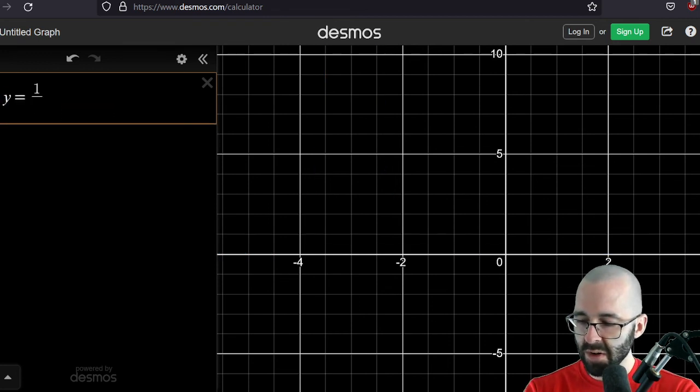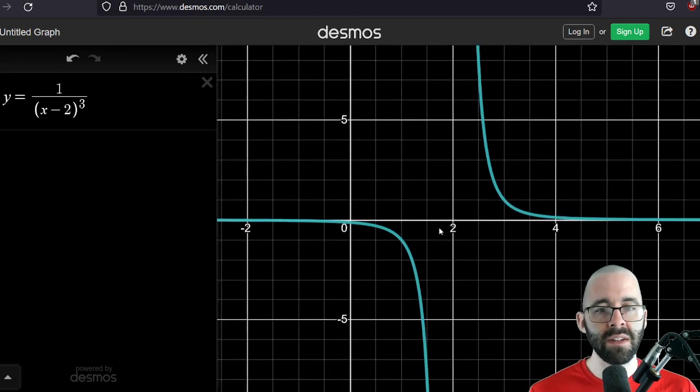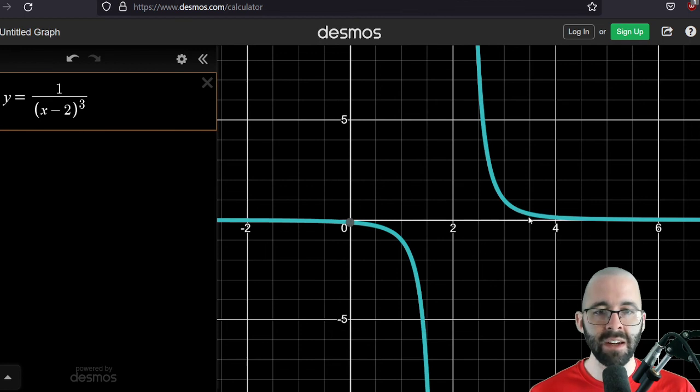The last function was 1 over (x minus 2) cubed, and it asked, what is the two-sided limit at x equals 2? Well, from the left, it's negative infinity. From the right, it's positive infinity. So there is no two-sided limit. The limit for part C did not exist. That's the visual representation of what we talked about here.